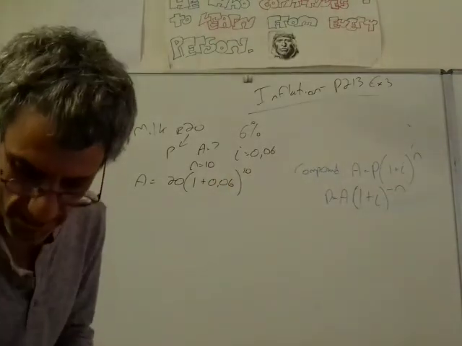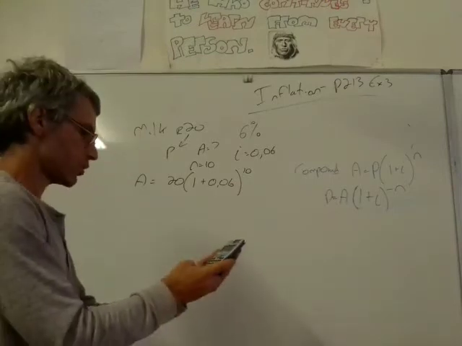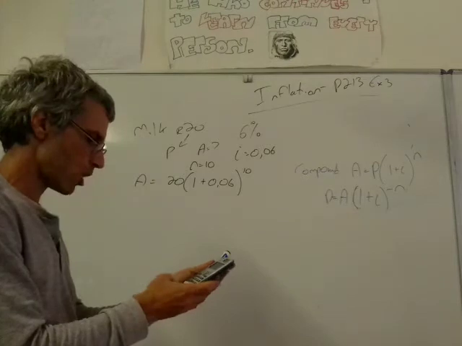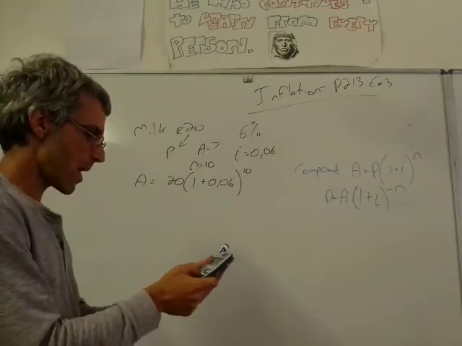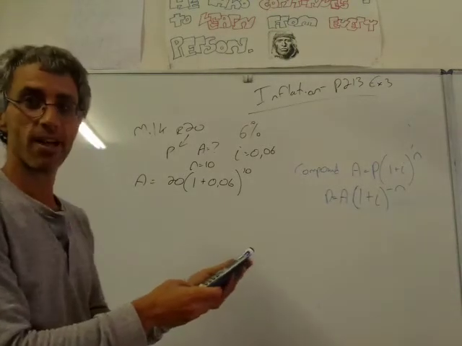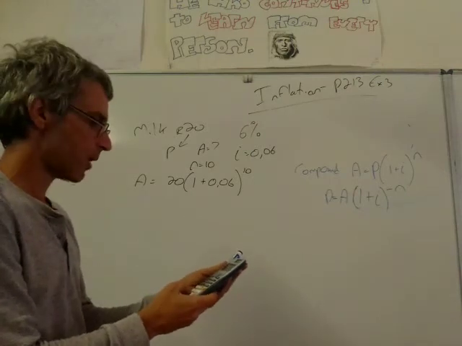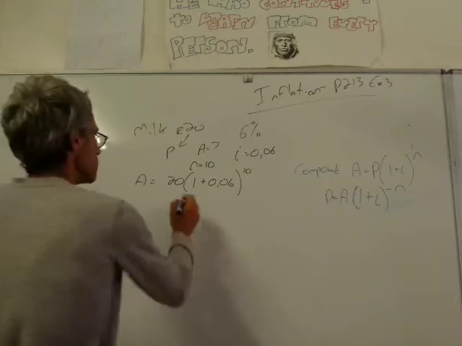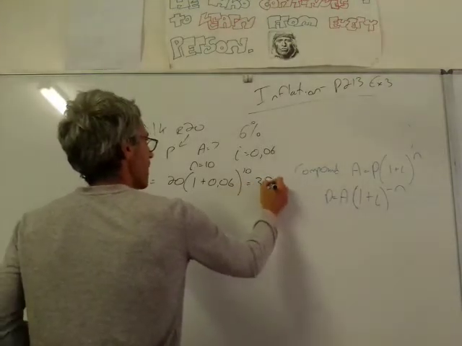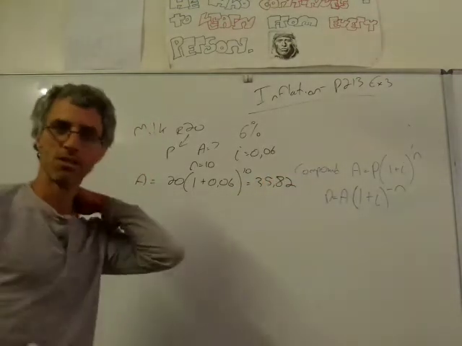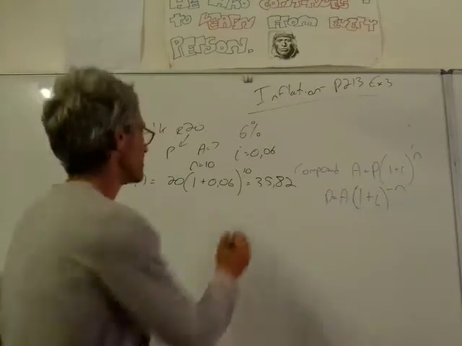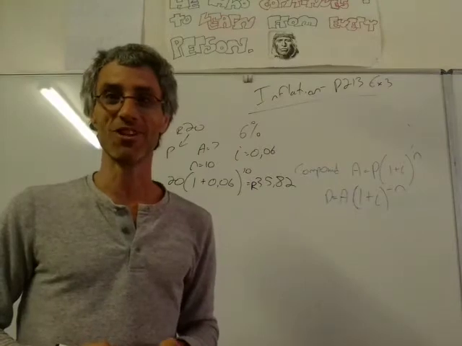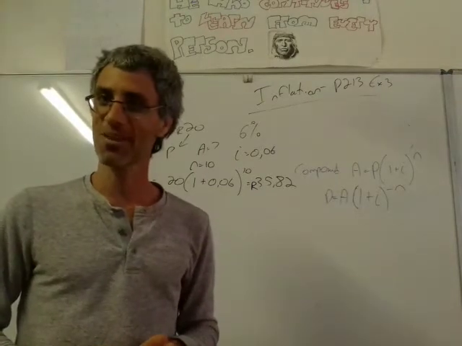We can just put that into the calculator. I'm going to write 20 times 1.06 to the power 10, because my clever calculator can do both maths. That gives 35.82. So in 10 years, it's almost going to double itself, ladies and gents. That's how interest works.